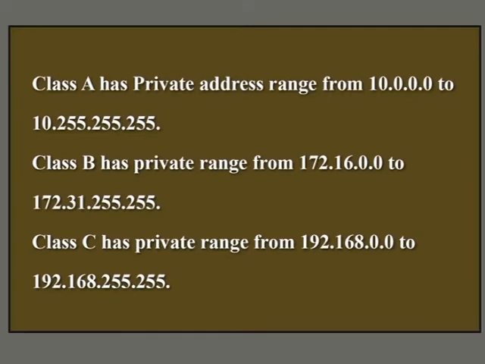Private addresses. Now every address class has a private range also. The private range is used for private networks, meaning the private range cannot be used over the internet. The private address range for class A, class B and class C addresses is shown on the screen.